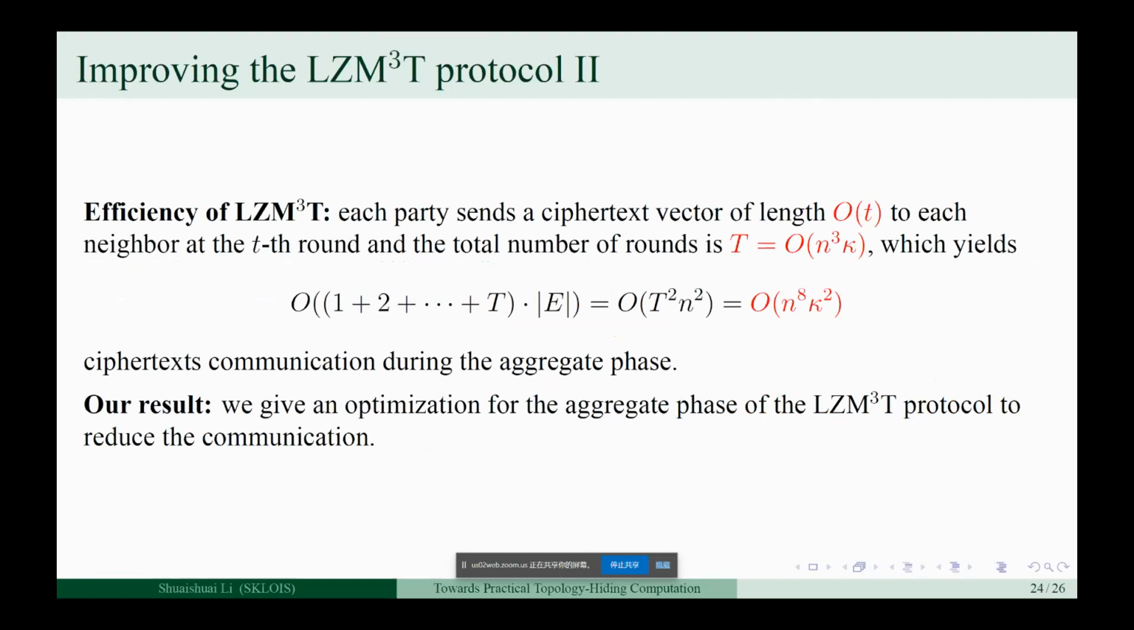In the aggregate phase of the LZM3T protocol, each party sends a ciphertext vector of length O(T) to each neighbor at the Tth round. Note that the total number of rounds is O(n^3) times kappa. Hence, the number of the ciphertexts sent by the party is O(n^8) times kappa squared during the aggregate phase. We give an optimization for the aggregate phase to reduce the communication.